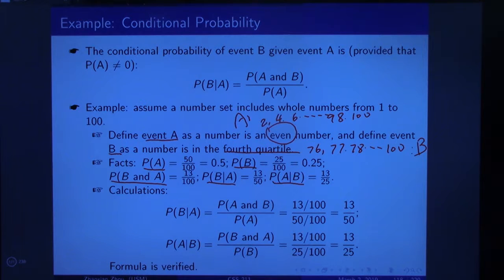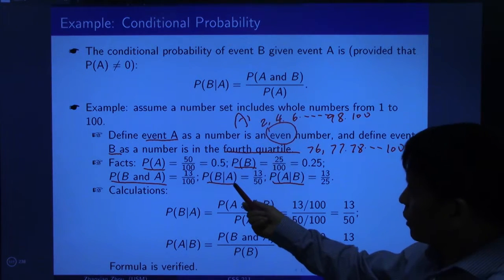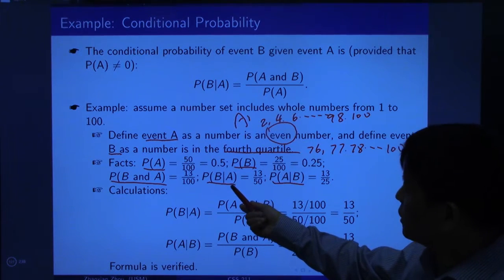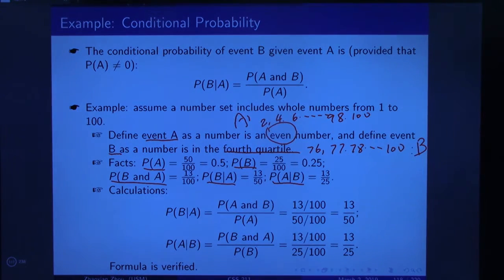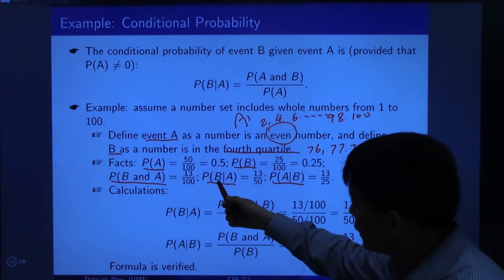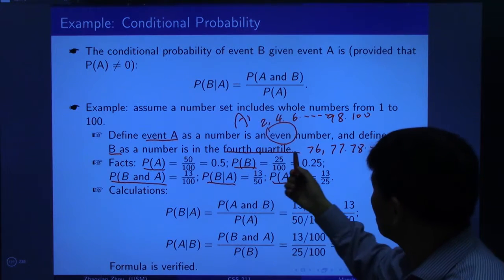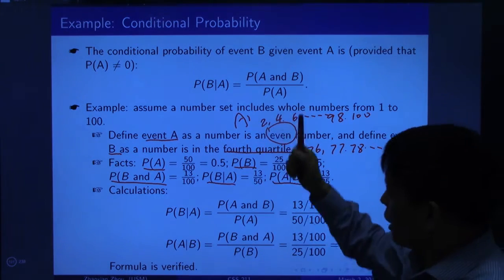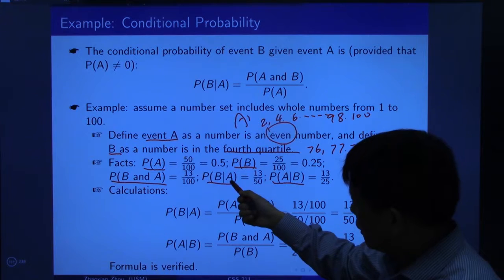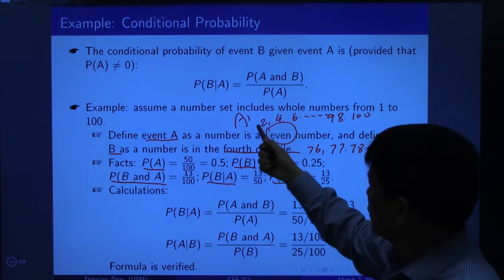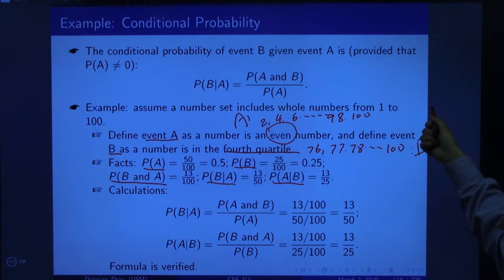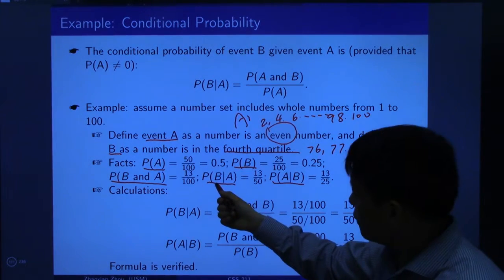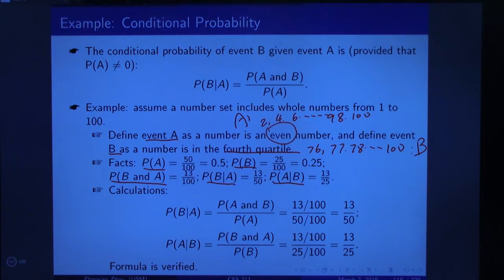So let's see what the first one is. This one means the condition is A. That means the number is already an even number. And what is the probability that it is a B, that means it is in the fourth quartile? Okay? Let me repeat. The number is already in A, means it's already an even number. And what is the condition for it to be in the fourth quartile?